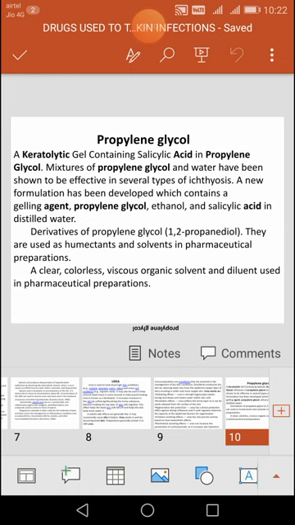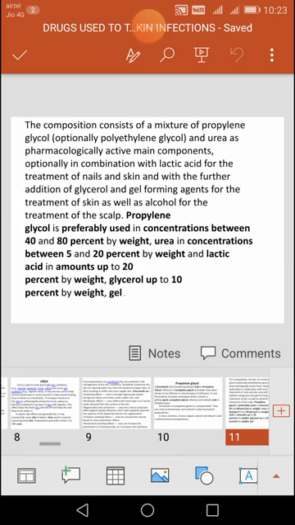Derivatives of propylene glycol, 1,2-propanediol, are used as humectants and solvents in pharmaceutical preparations. A clear, colorless, viscous organic solvent and diluent used in pharmaceutical preparations. And this composition consists of a mixture of propylene glycol and urea. So these are the combinations. They are used pharmacologically.